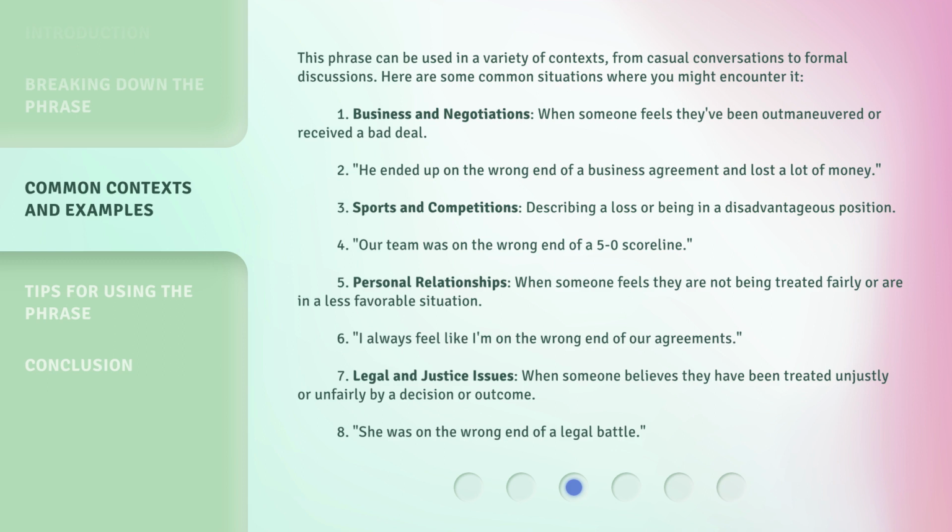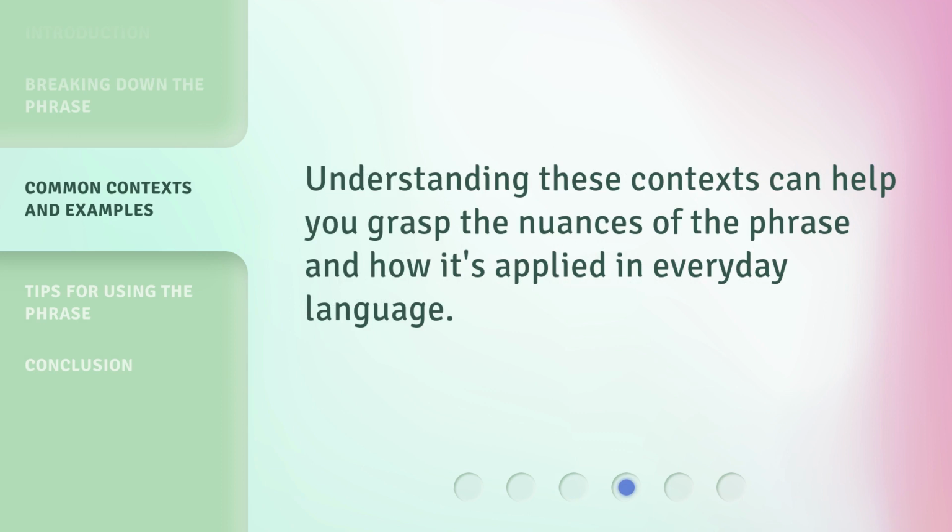5. Personal relationships, when someone feels they are not being treated fairly or are in a less favorable situation. 6. I always feel like I'm on the wrong end of our agreements. 7. Legal and justice issues, when someone believes they have been treated unjustly or unfairly by a decision or outcome. 8. She was on the wrong end of a legal battle. Understanding these contexts can help you grasp the nuances of the phrase and how it's applied in everyday language.